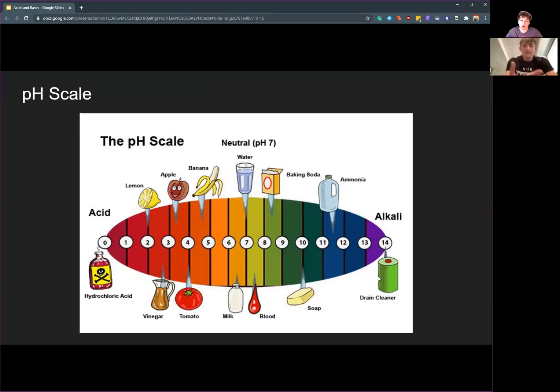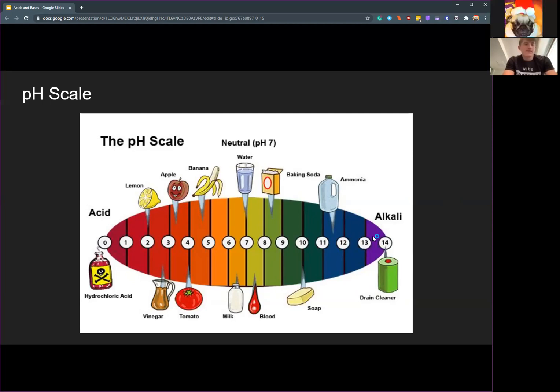And the scale is logarithmic. So as you go from right to left, each step is 10 times more acidic than the one before it, because it's a logarithmic scale. So the concentration of H plus ions in a drain cleaner with a pH of 14 is 1 times 10 to the negative 14th, in moles per liter, or whatever the unit is, I don't remember.